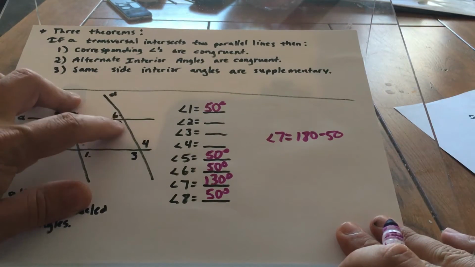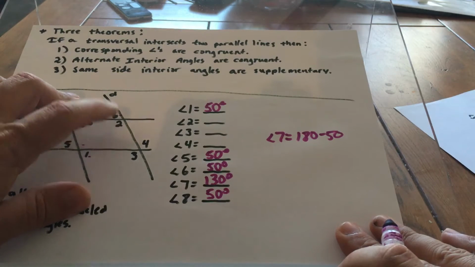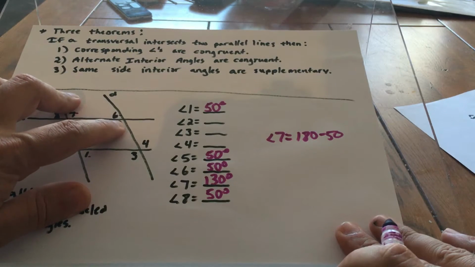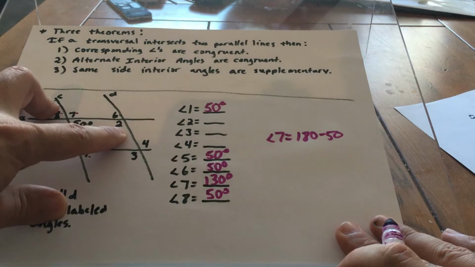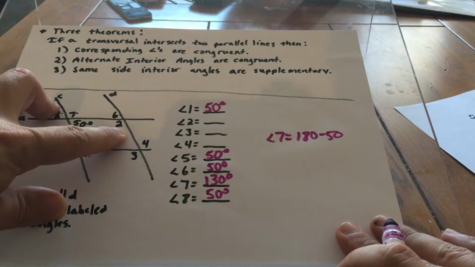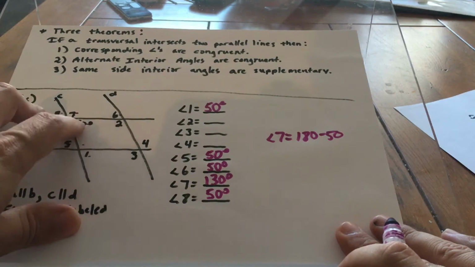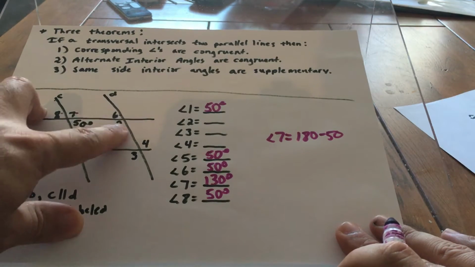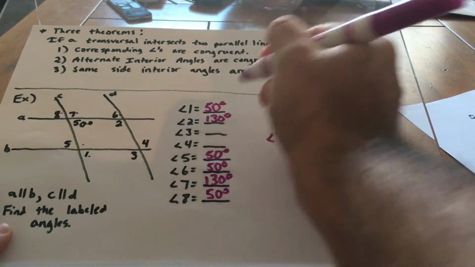Now notice 6 and 2 are supplementary. All right. You can see that. So angle 6 plus angle 2 must equal 180. Or you can see that 50 and angle 2 are same side interior angles, which are also supplementary. So that means that angle 2 must equal 130 degrees as well. If same side interior angles are supplementary, then angle 2 must be 130 degrees. 180 minus 50.